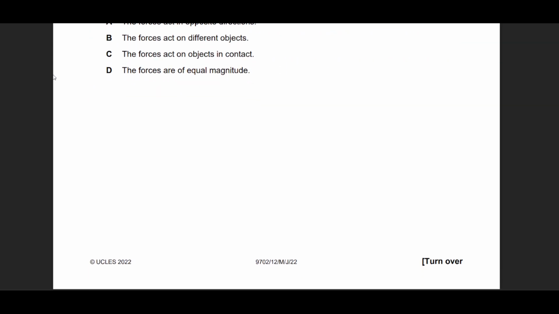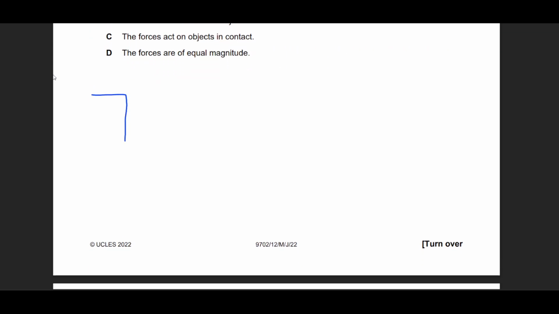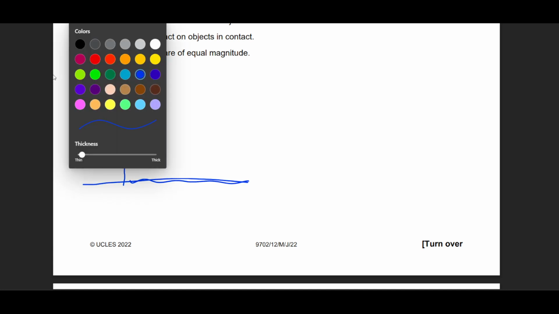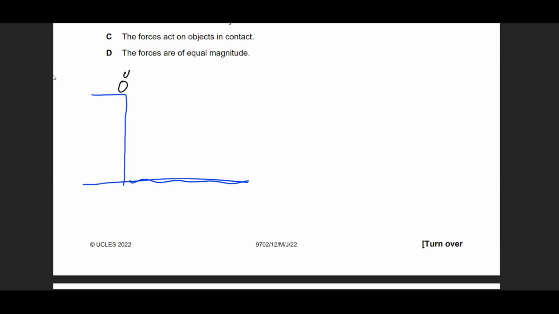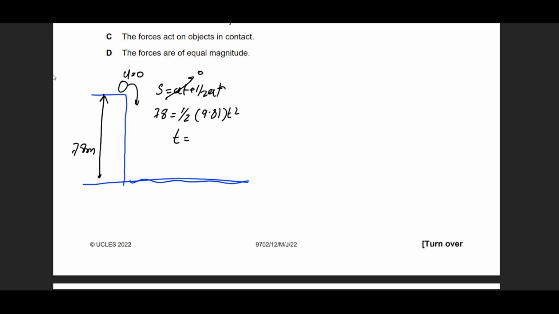First, we need to understand the time taken for the stone to fall from such a height to the water level. Let's say this is the water level. He is throwing it with initial velocity 0, and this is 78 meters below. So we can use the equation to find the time very simply. S equals ut plus half at squared. This becomes 0 because the initial velocity was 0. This is 78 equals 1 over 2 into 9.81 into t squared. Don't forget to take the square root, and t will be 3.98 seconds.